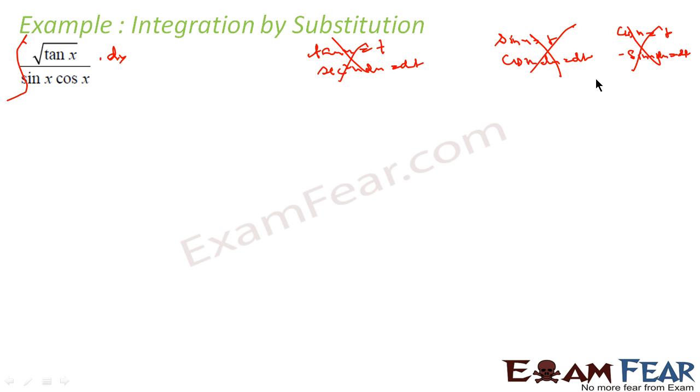So in such a question we have tan, sine and cos. What we can do is write tan as sine by cos, and let's try to simplify this. So let's do this. Tan becomes sine by cos to the power 1 by 2, into 1 by sine, into 1 by cos.